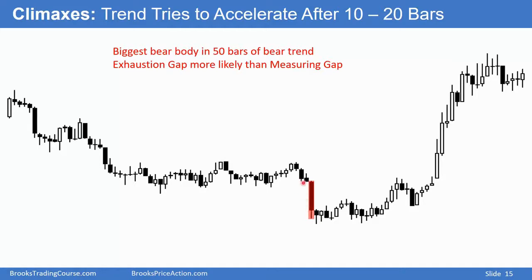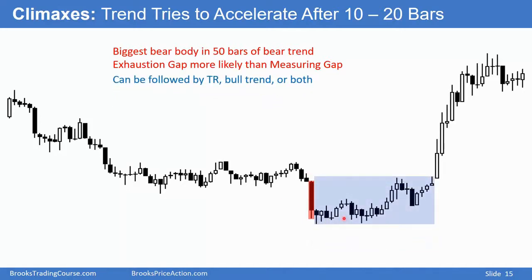Initially, the gap is between this close and any of these lows, the low of the bar before or any of the lows of the trading range. And then once you get a pullback and a resumption of the bear trend, the gap is then between the top of the pullback, the top of the bear flag, and these lows.